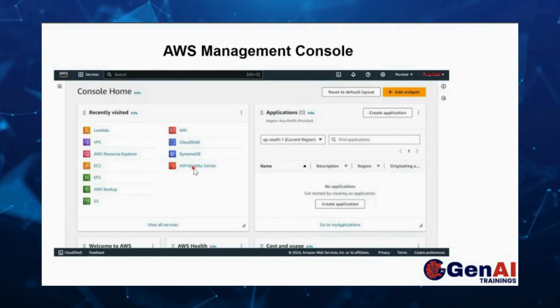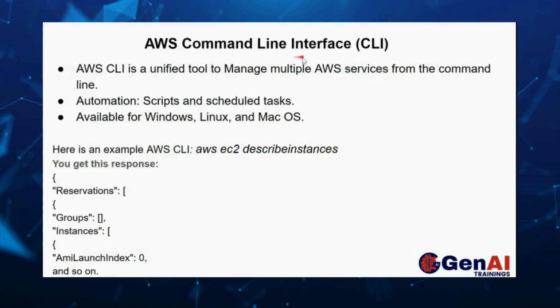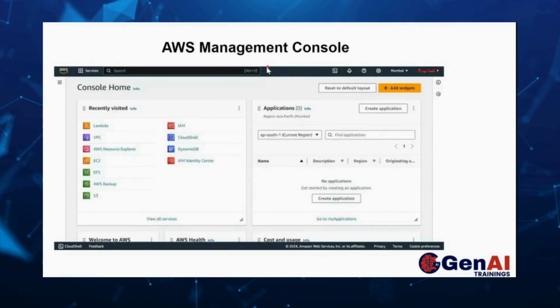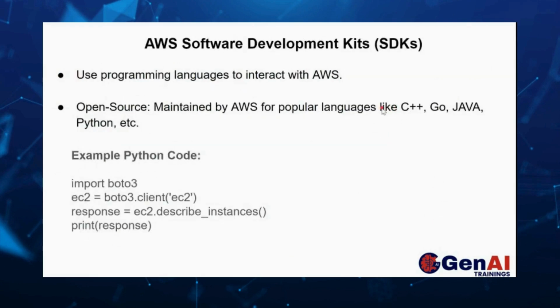First of all, I want to let you all know that there are three ways by which we can communicate with AWS: using the AWS Management Console, using the AWS Command Line, and using the AWS Software Development Kit. But we will cover only the Management Console in today's lecture. I won't cover the command line and software development kit in today's lecture because that is the agenda of our next lecture.